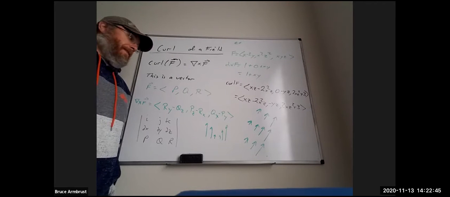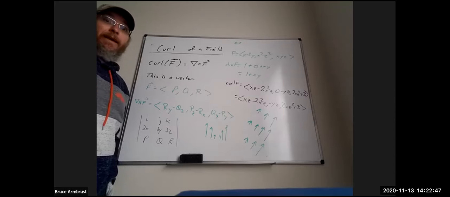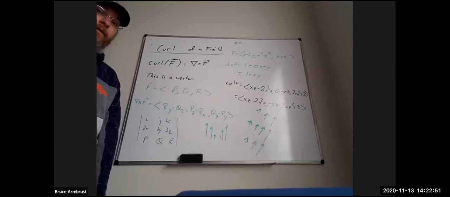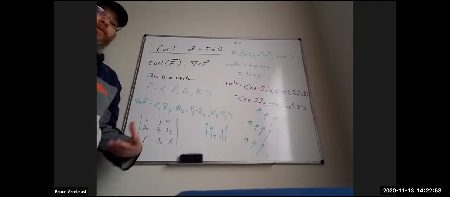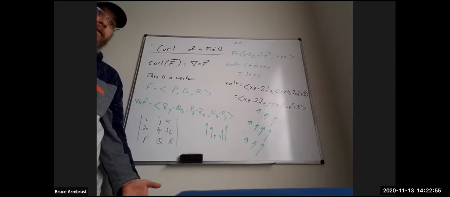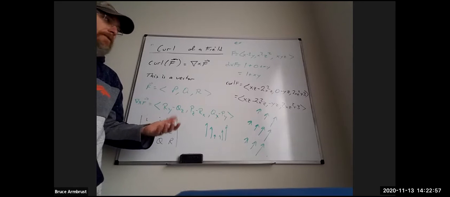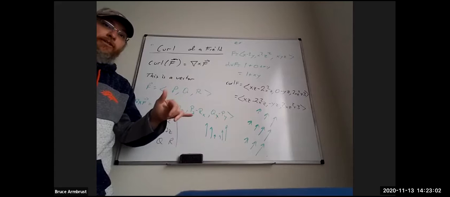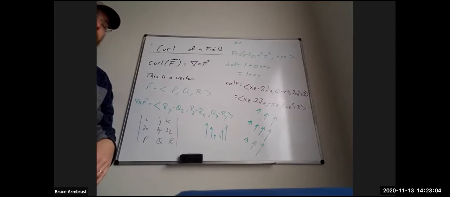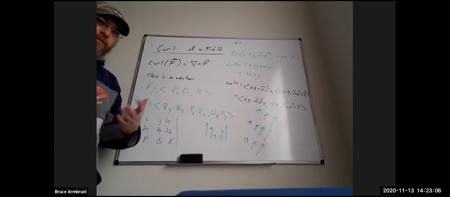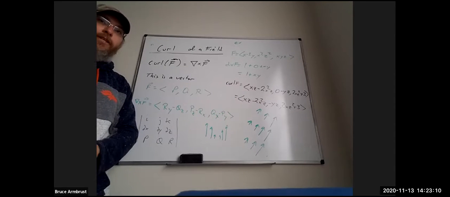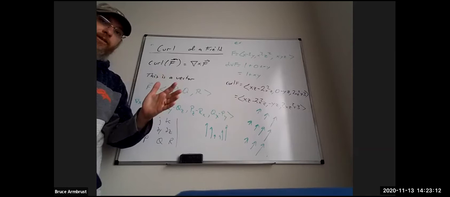Anyway, so that's what curl is. It's a measure of rotation, just like it sounds like. So if you get a field where the curl is 0, that just means at that point, or maybe everywhere, there's not going to be curl. There's not going to be rotation. It's just going to flow. Okay, so divergence is a measure of flow. Curl is a measure of rotation.